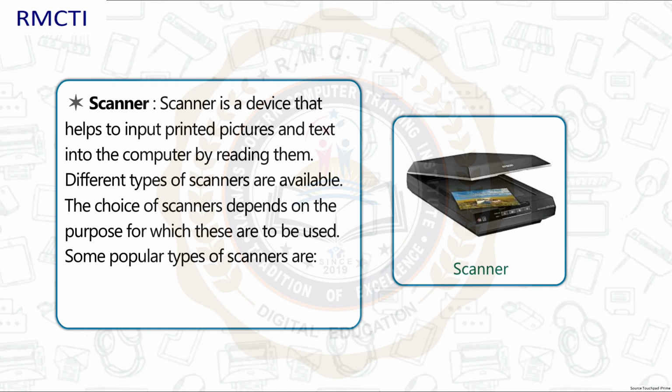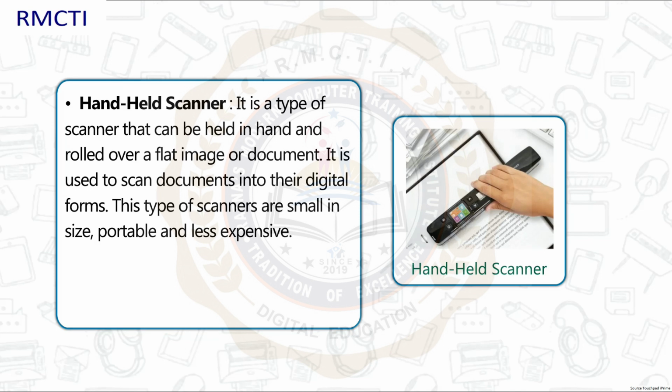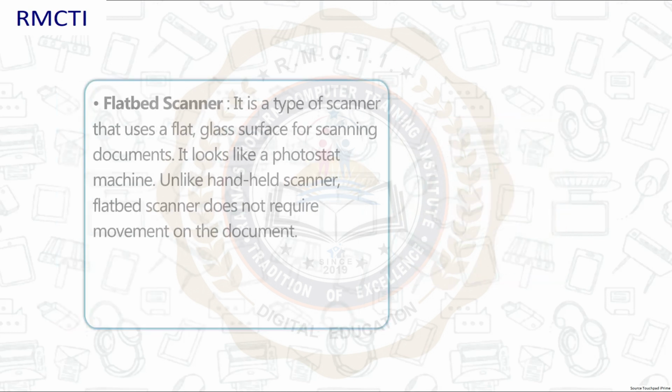Scanner. A scanner is a device that helps to input printed pictures and text into the computer by reading them. Different types of scanners are available. The choice of scanner depends on the purpose for which it is to be used. Some popular types of scanners are the handheld scanner. It is a type of scanner that can be held in hand and rolled over a flat image or document. It is used to scan documents into their digital forms. This type of scanner is small in size, portable, and less expensive.